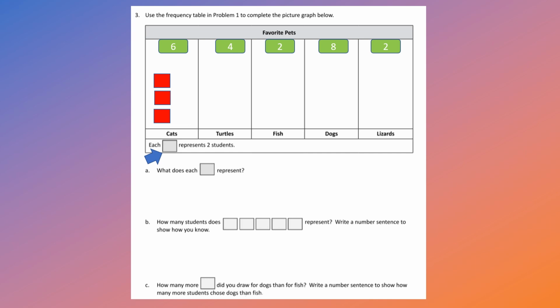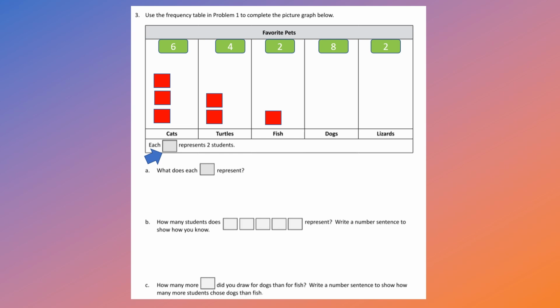Now let's move on to turtles. We need to represent 4 students. And again, I'm going to count by 2s as I draw my squares. 2, 4. All right, so 2 squares to represent 4 turtles because each square is equal to 2. And for fish, now only 2 students like fish, so I only need 1 square because again, each square is equal to 2.